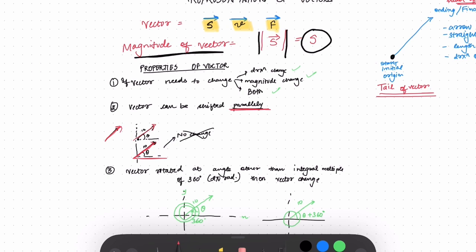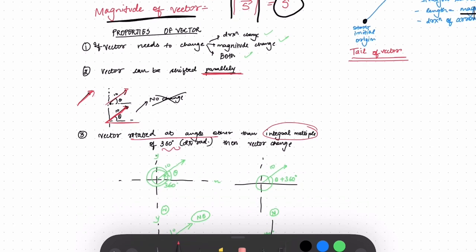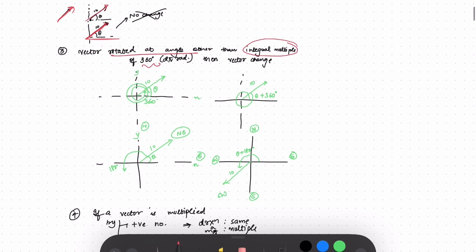Third, if a vector is rotated at an angle other than the integral multiples of 360 degrees, that is 2 pi radian, then the vector gets changed. What do I mean here? An integral multiple of 360 is like 360 or 360 into 2. This is what I mean when I say integral multiples.